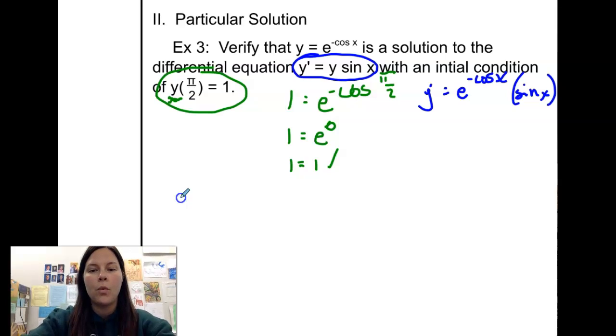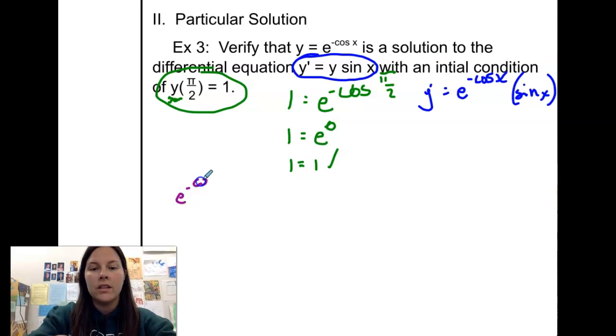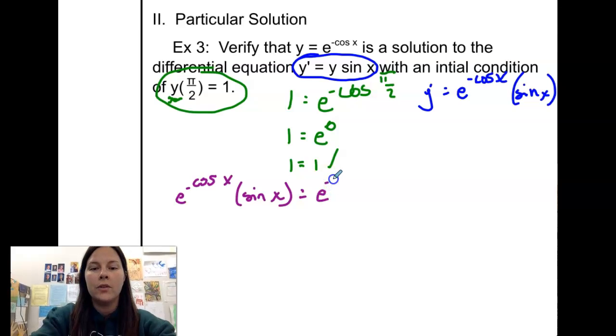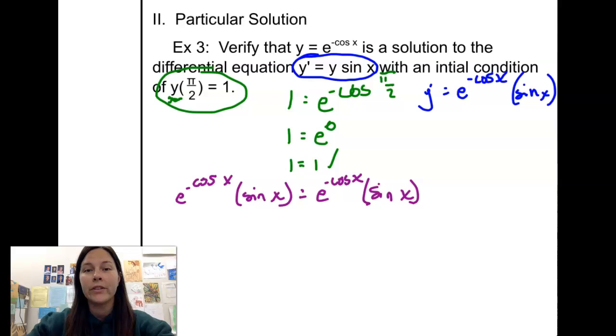So we're going to set y prime, what we just got, e to the negative cosine of x times sine of x, equal to y, so we're going to sub in that original function, e to the negative cosine of x times sine of x. And there's really nothing else for us to do. We just proved that that differential equation is true.